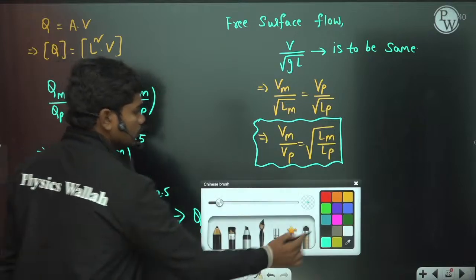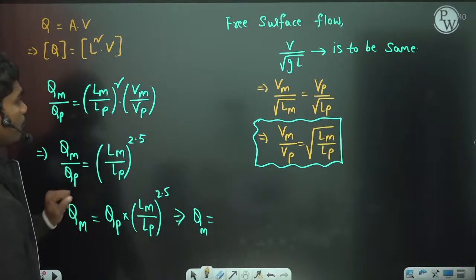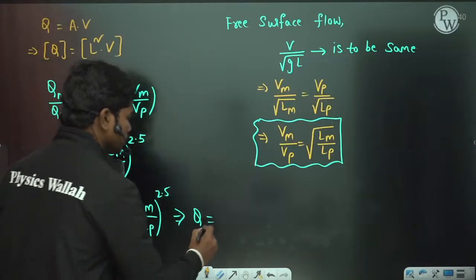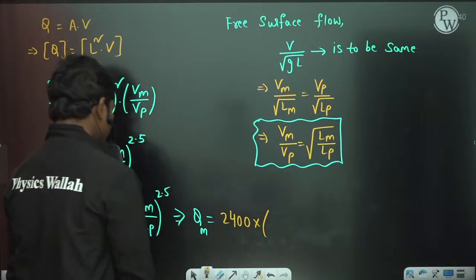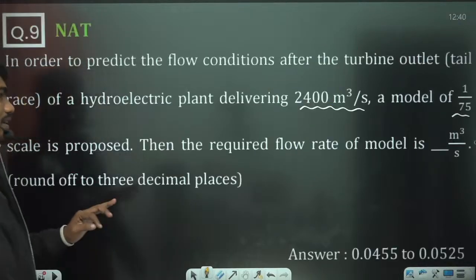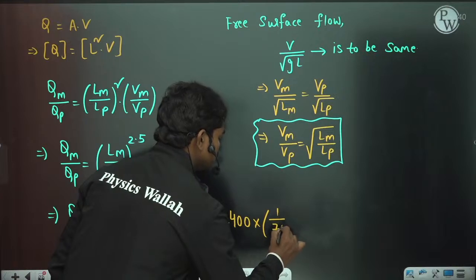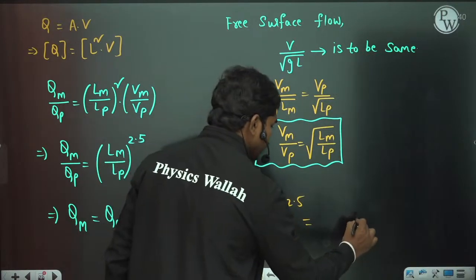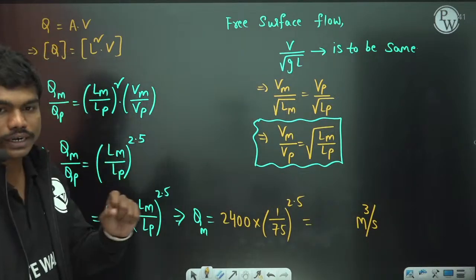So this implies QM is equal to QP times Lm by Lp to the power 2.5. And what is the value of QP? In the prototype we have 2400 meter cube per second discharge. So 2400 meter cube per second into this Lm by Lp, which is 1 by 75 actually here. So 1 by 75 power 2.5. So this many meter cube per second is the discharge that actually happens inside this model. Okay, so let us calculate this value.